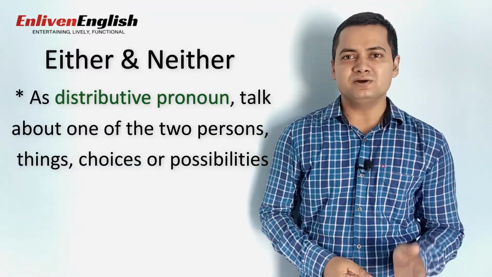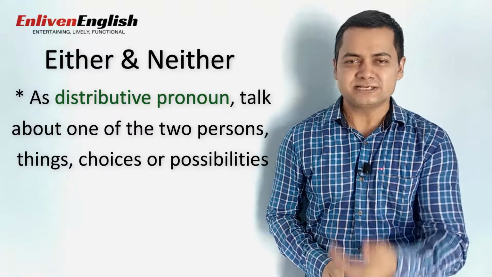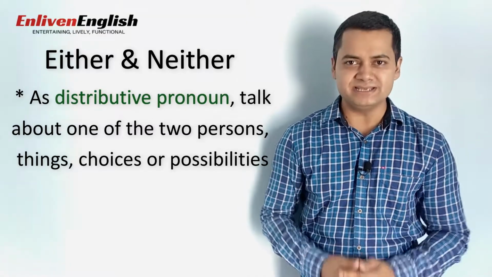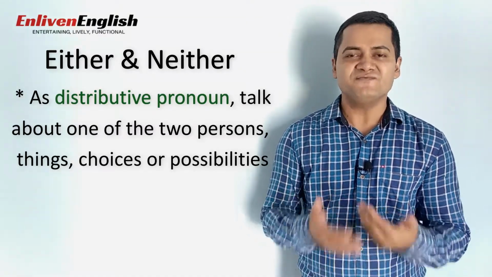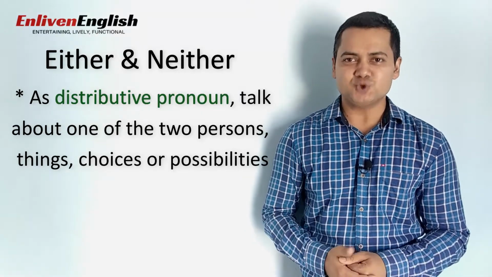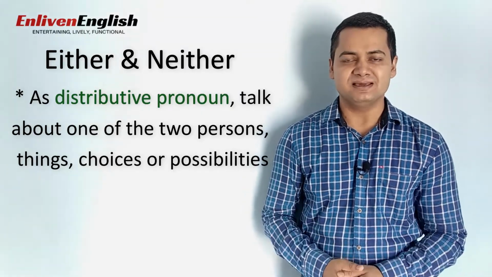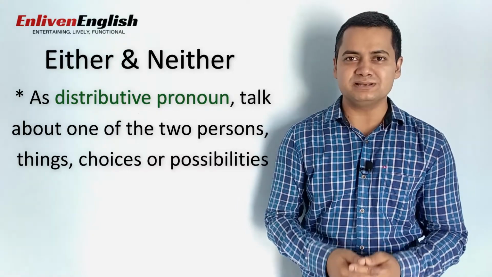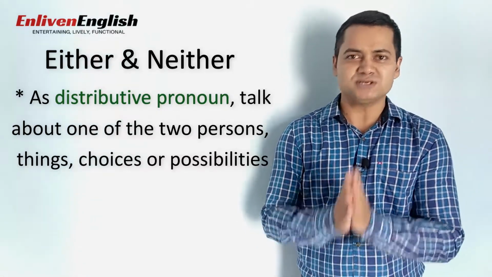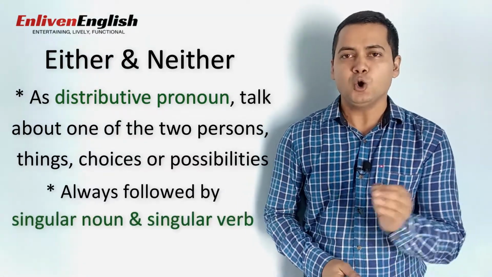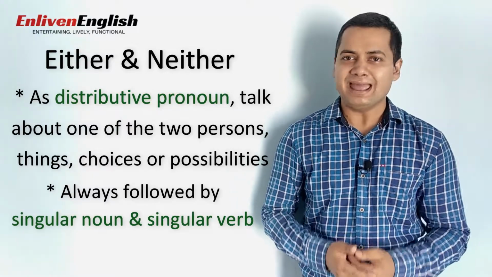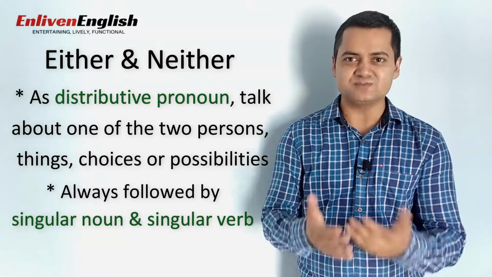When either or neither acts as a distributive pronoun in a sentence, it talks about one of the two persons, things, choices, or possibilities. Since it refers to one person, thing, choice, or possibility at a time, it always takes a singular noun and a singular verb. Let's see some sentences.